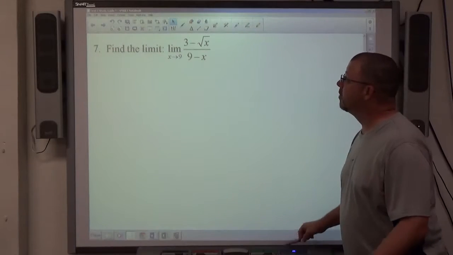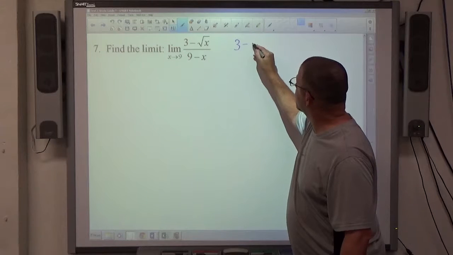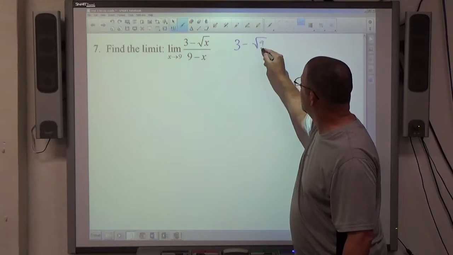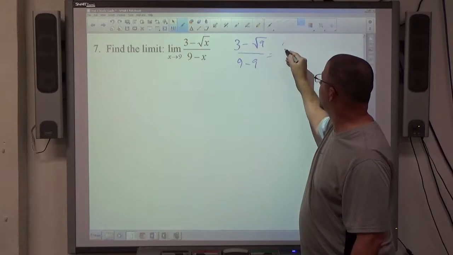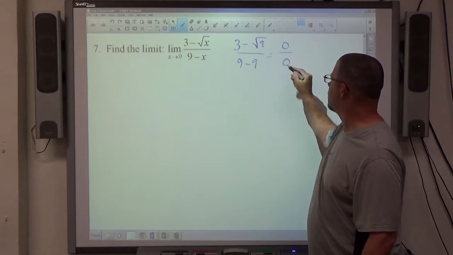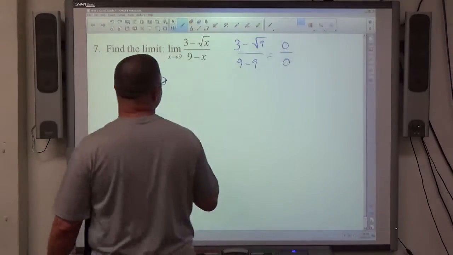Number 7, I'm trying to put 9 in for x. I'm going to get 3 minus the square root of 9 over 9 minus 9. Square root of 9 is 3. 3 minus 3 is 0 on top. 9 minus 9 is 0 on the bottom. We get indeterminate form again. This has a radical structure to it.